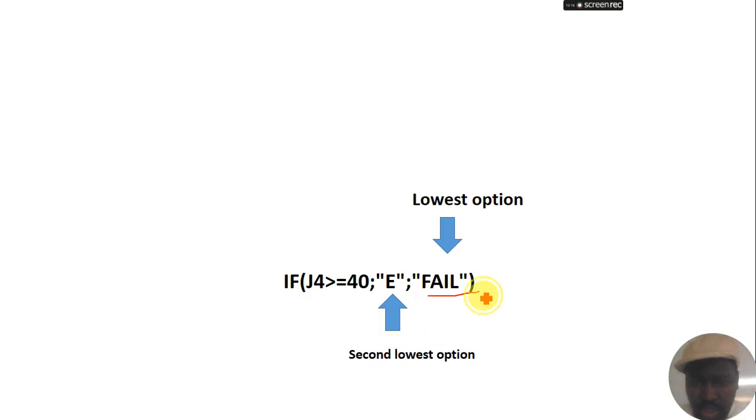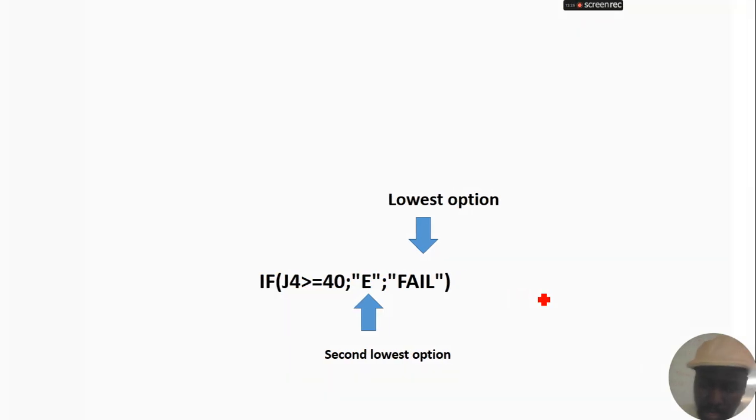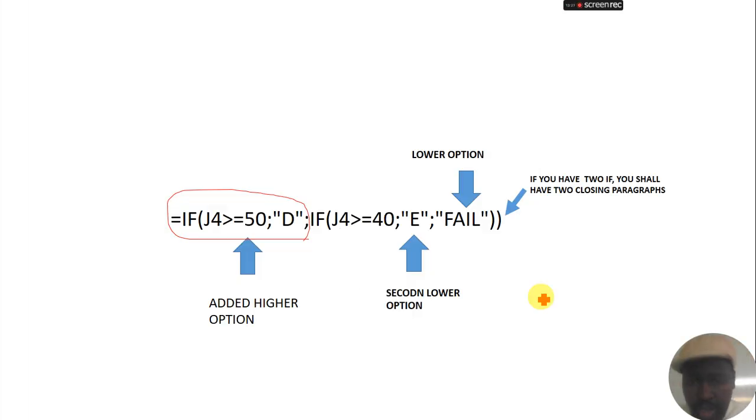So the lowest option is here, the second lowest option is here, and this is an if statement. If you want to add the second option or the third option, you will then add this one. This is the third option that you want to add. You add it like this. And going forward, here again, you add the 60 option, the if statement, and the outcome for the 60 option.